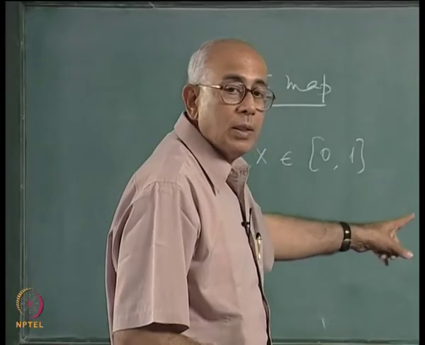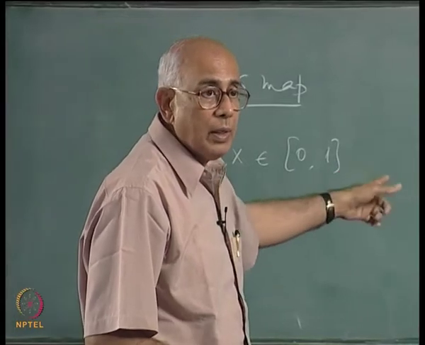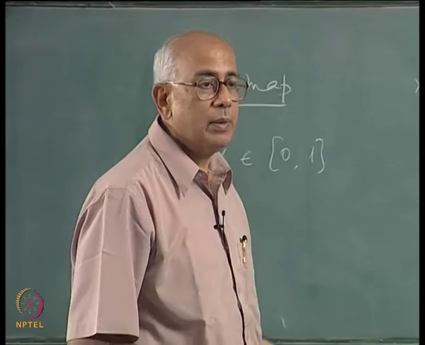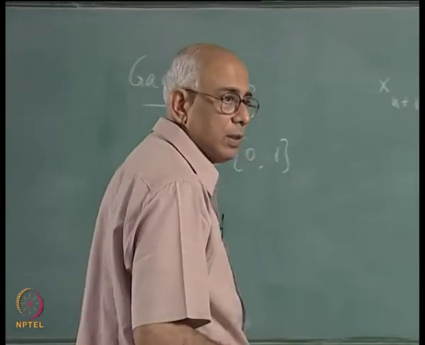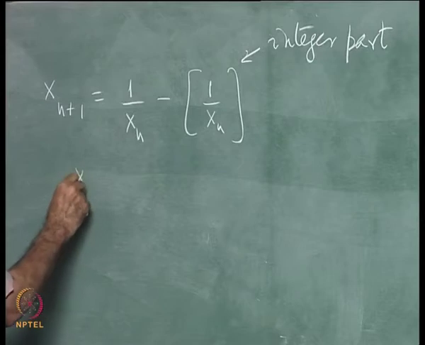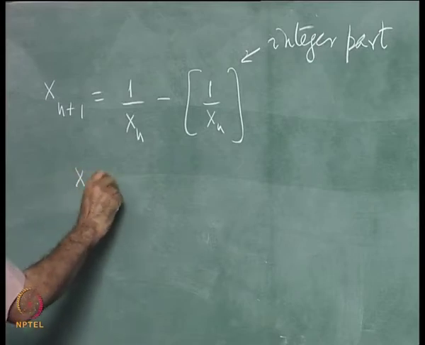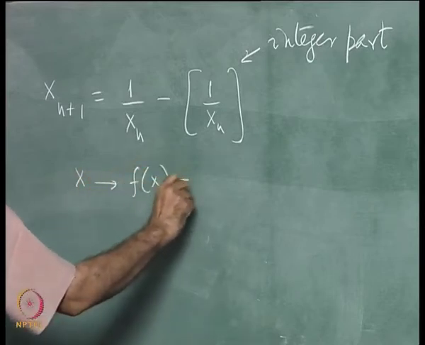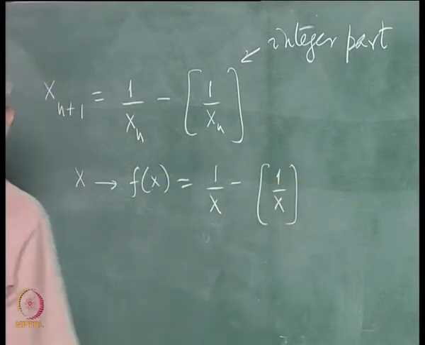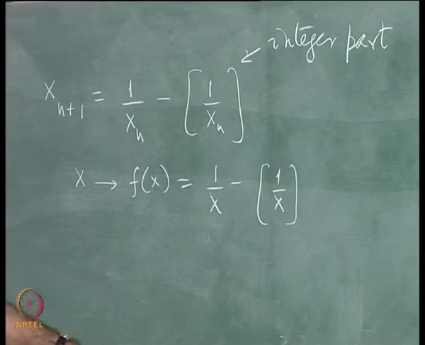And now the question is, is this map chaotic? If so, what is the Lyapunov exponent? What is the invariant density of this map, etc.? This is the question we have to answer. What does the figure of this map look like? What does the graph of this map look like? So if I write x goes to f of x is 1 over x minus this, what does this graph look like?